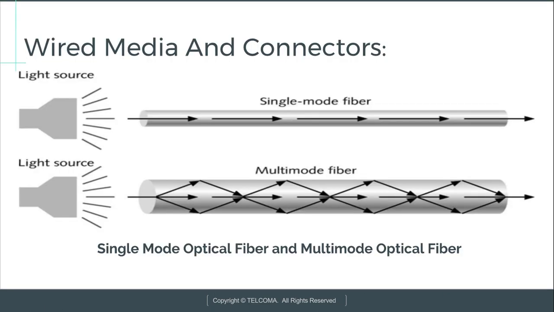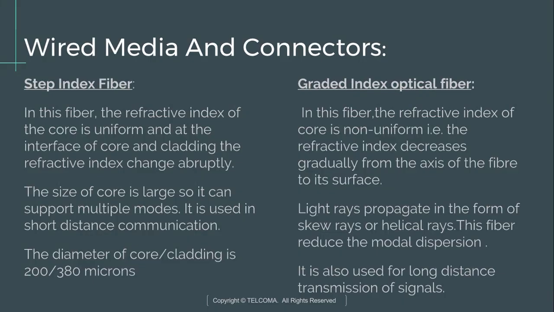So this is the diagram of single mode optical fiber and multi-mode optical fiber. In single mode optical fiber, only one light ray is traveling as its core size is small, whereas in multi-mode fiber, multiple light rays are traveling because it has a large core size. The next are step index fiber and graded index optical fiber, the types of multi-mode fibers.